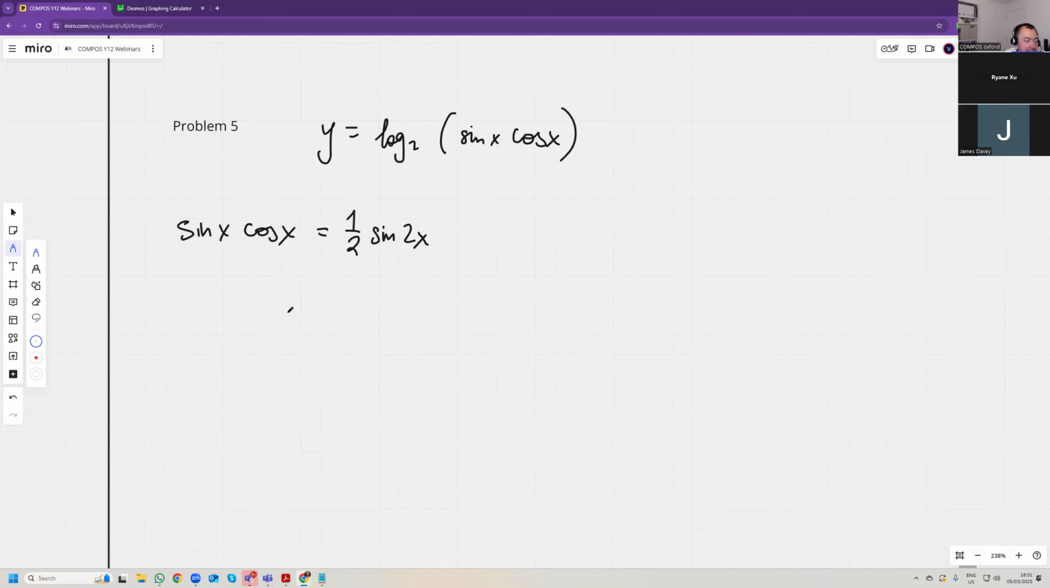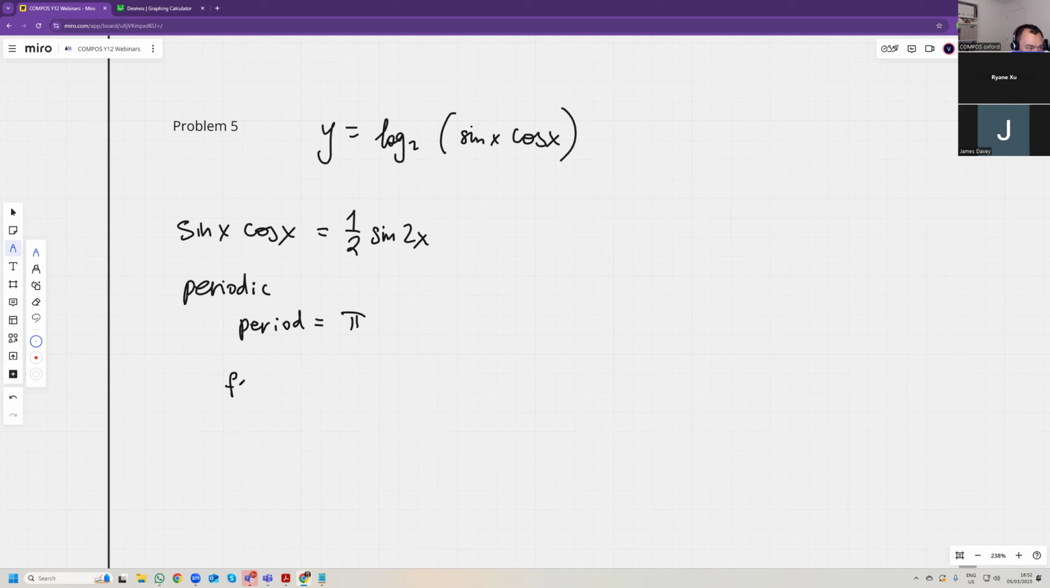Because now I can say it's periodic, and the period is pi. Because sine 2x has half the period of sine x, right? Because it's squished. We know that. So if you draw the sine graph and then you draw the sine 2x graph, it's a squished graph, so the period is pi. And it's easy to show that.